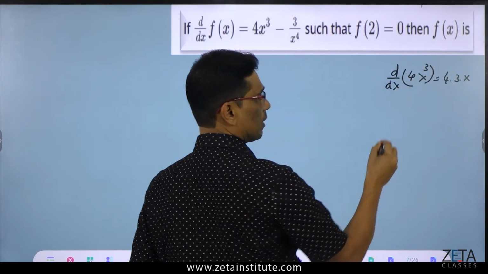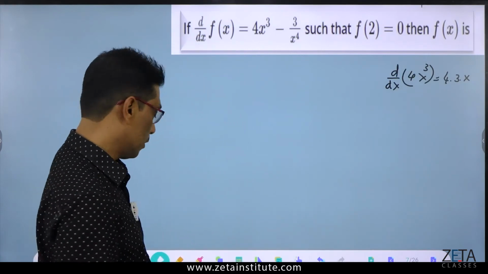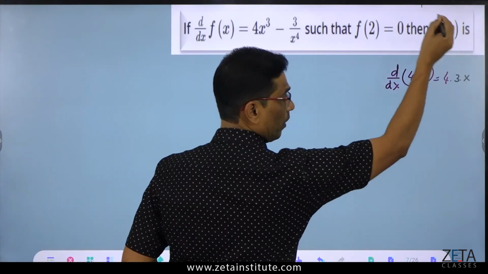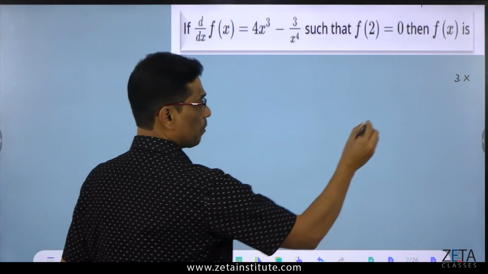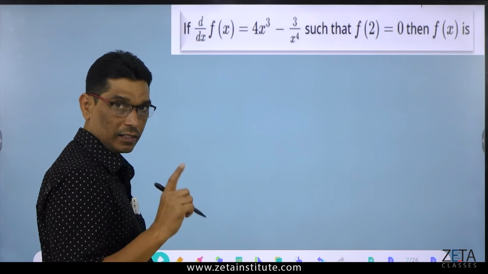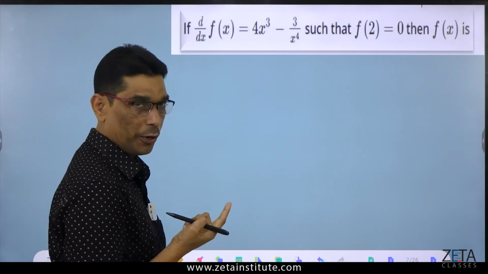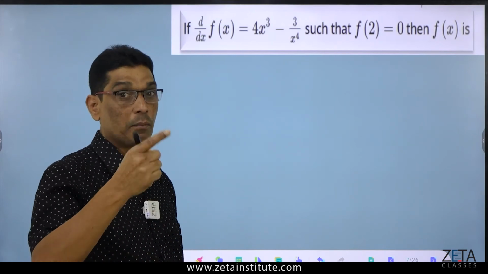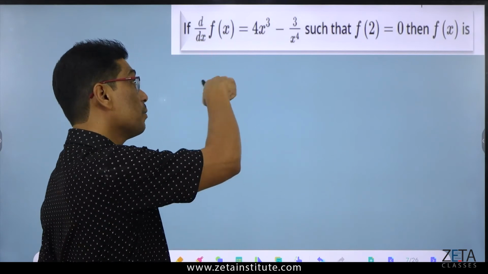So if you differentiate 4x cube, what will we get? No, we will get less than that. So is that possible? No, that is not at all possible. Always, if you integrate a polynomial, the degree will be more than 1. So we have to try with more than 1.